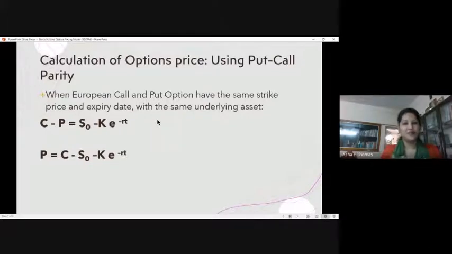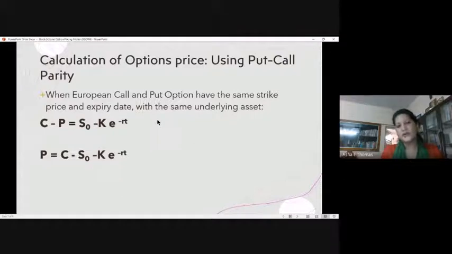So there are many things which would be common for them, right? That's why the formula for computation would be like this. Once you know the value of P, it is easy for us to find out C also. The basic formula is C minus P is equal to spot price minus the present value of the strike price.